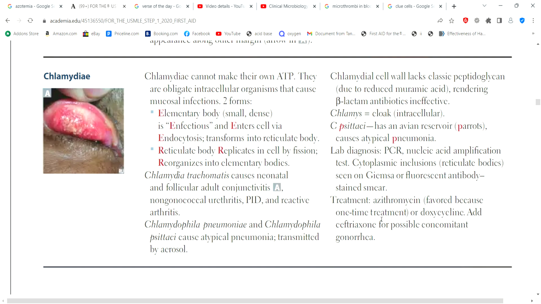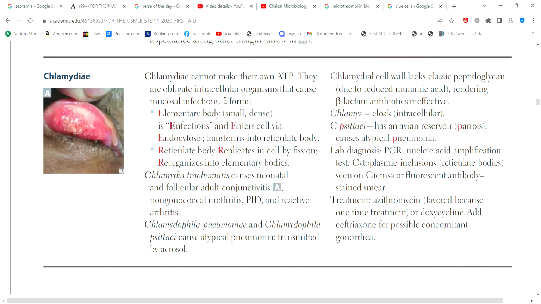Beta-lactam antibiotics don't work in chlamydia, because chlamydia doesn't have muramic acid in the cell wall, or they have decreased muramic acid. So beta-lactam antibiotics do not work. Alright.